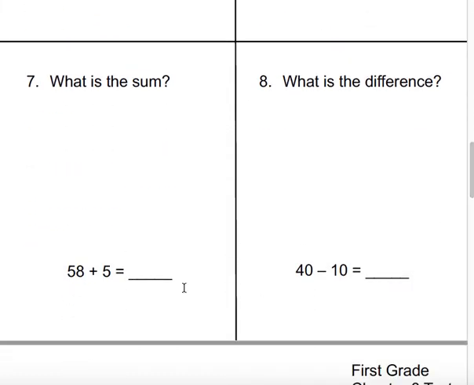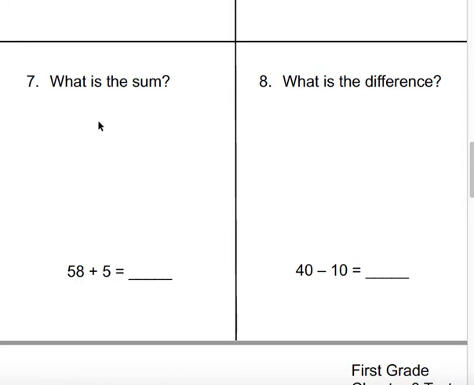Number 7. What is the sum? 58 plus 5 equals what? Now, in a past lesson, we learned how to draw 10 sticks and ones, and then draw more ones, and then circle if we have a 10 and change it to its 10 stick. That's what I would do. I would draw 58 with tens and ones, draw 5 ones, and then circle your 10 and count them up and write your answer here.